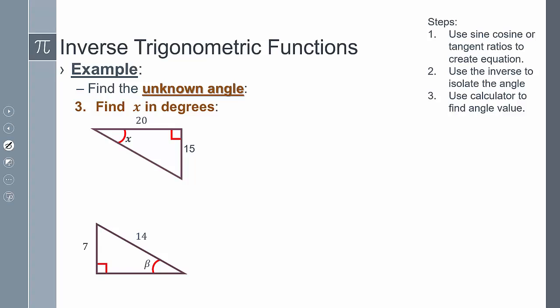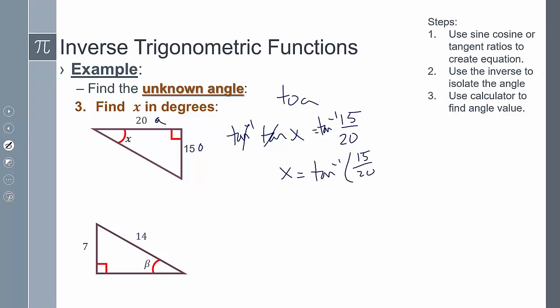Next one. From x, I have an opposite and I have adjacent. So that's going to be TOA. I have tangent of x equals opposite over adjacent. Now I can take the tangent inverse to both sides. And so that's going to be tangent inverse of 15 divided by 20. So that's going to be 36.87 degrees.